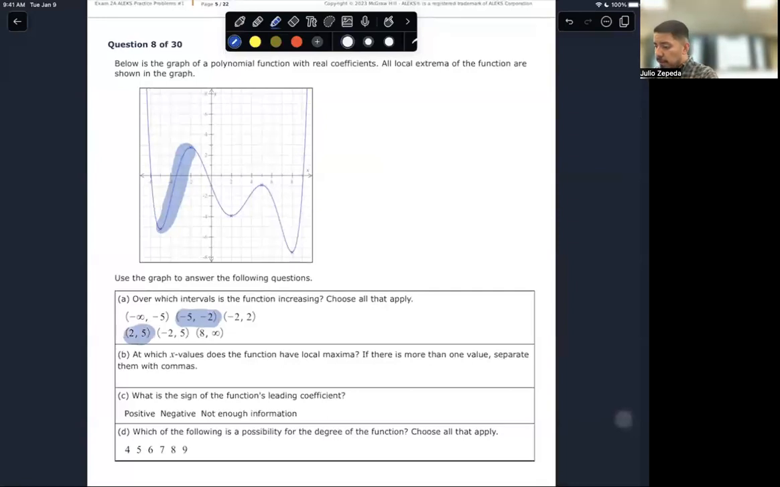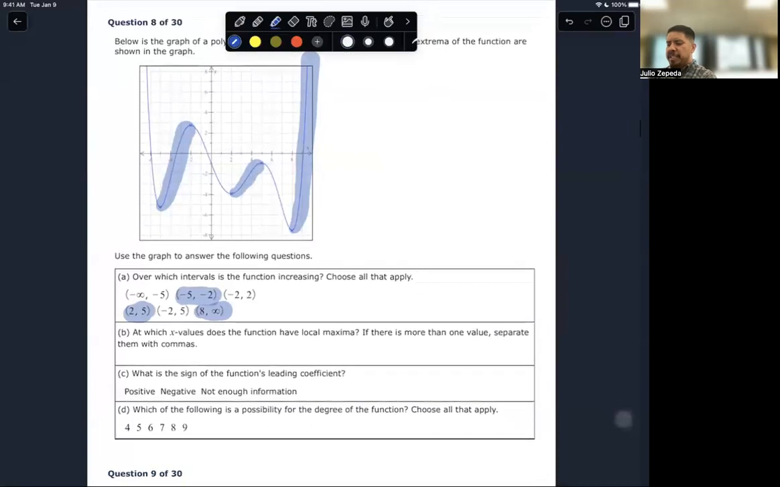2 to 5. Yeah, it looks like the function's increasing there. Very good. 8 to infinity. It looks like the function is increasing there. Yep. Very good. Everywhere else, it looks like it's decreasing. So that's it. Nice.